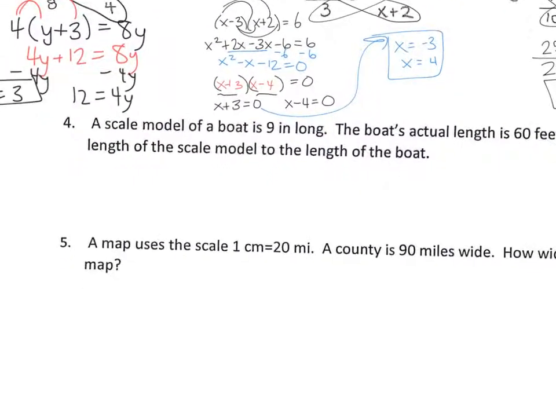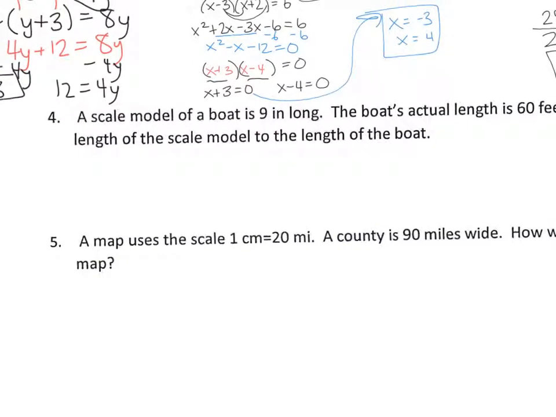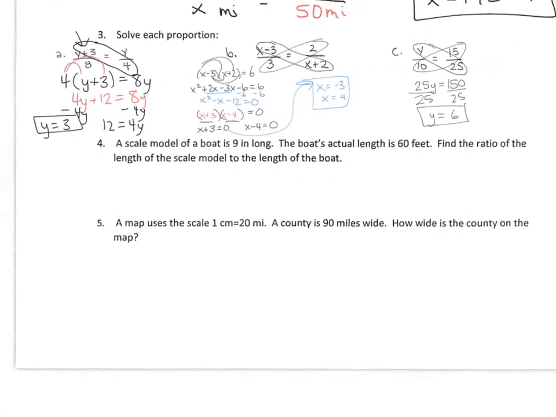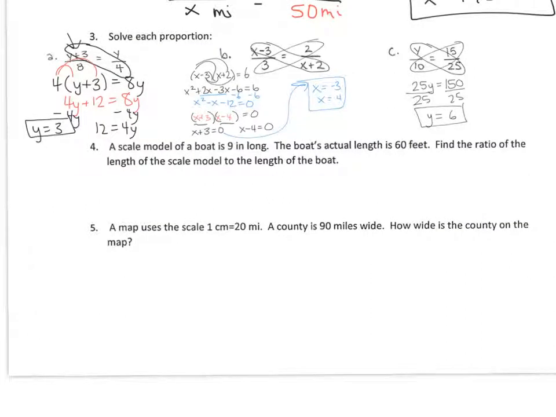Okay, number 4. A scale model of a boat is 9 inches long. The boat's actual length is 60 feet. Find the ratio of the length of the scale model to the length of the boat. So we have to write this first. So the first thing that you write is the length of the scale model, which is 9 inches. The length of the boat is 60 feet.